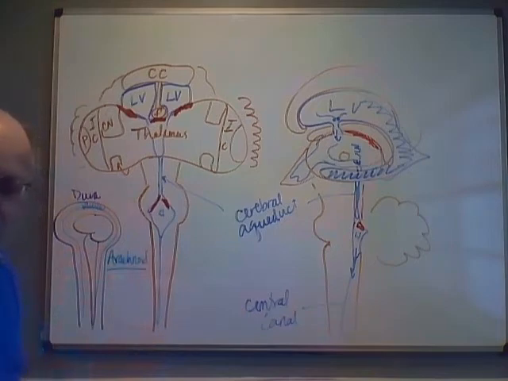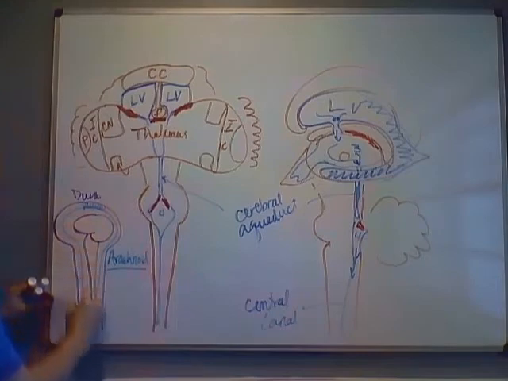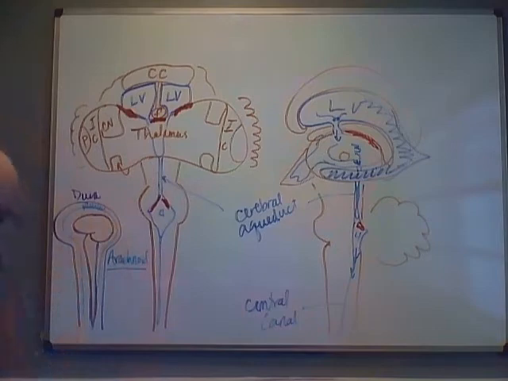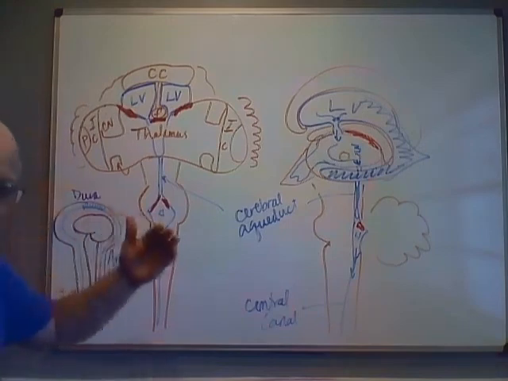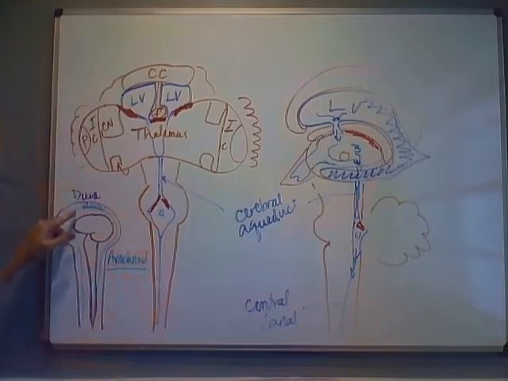The deepest of the three layers actually lies against the surface of the brain and the spinal cord, and it's called the pia mater. Pia means soft or gentle, and the pia mater is right up against the surface of the brain and the spinal cord. There are some gaps between these layers. The space between the dura mater and the arachnoid is called the subdural space, subdural because it's below the dura mater. The area below the arachnoid mater is called the subarachnoid space.